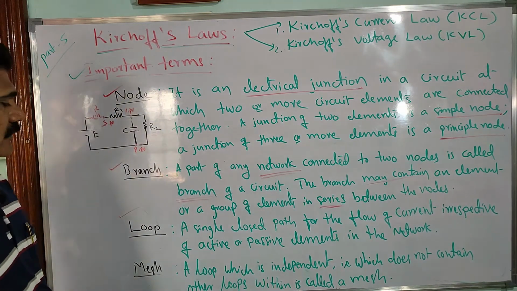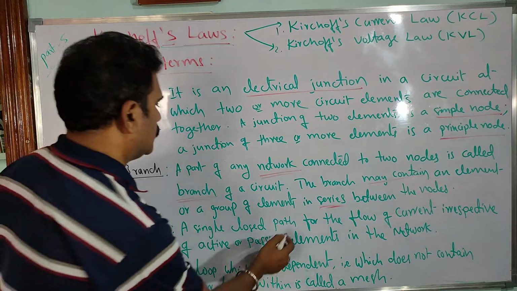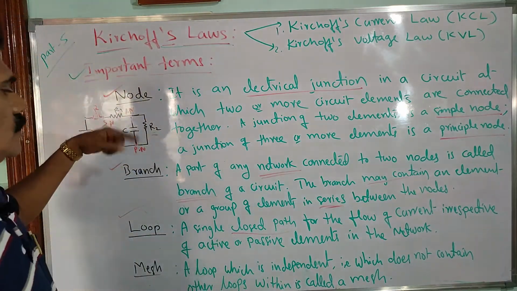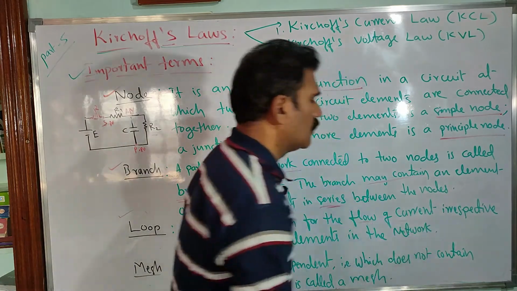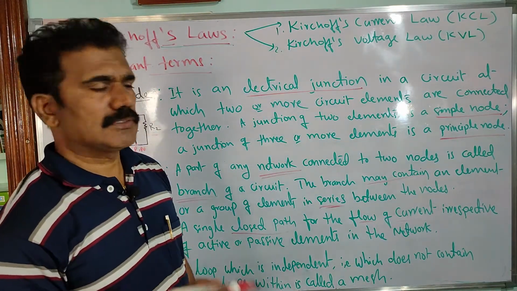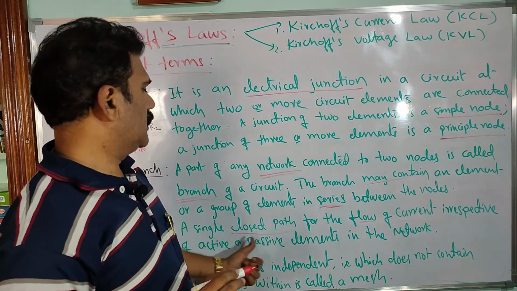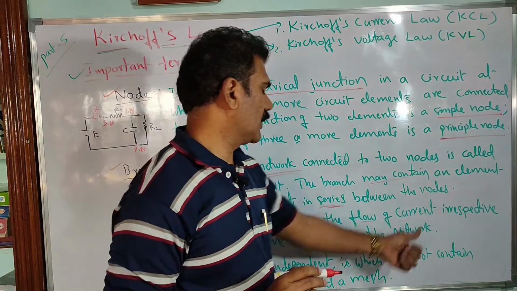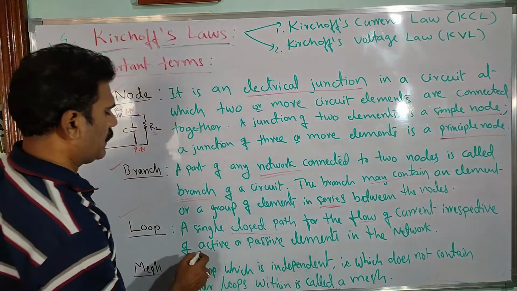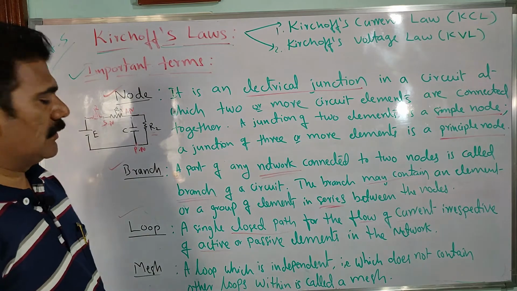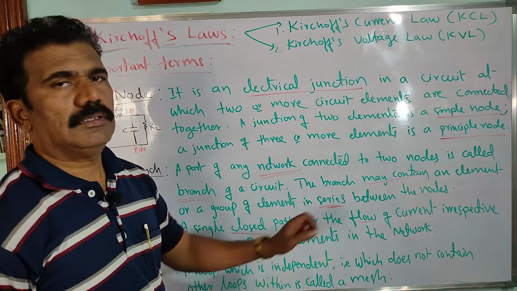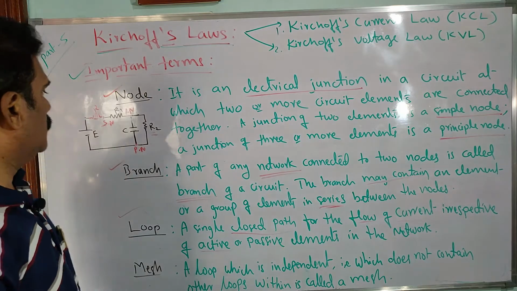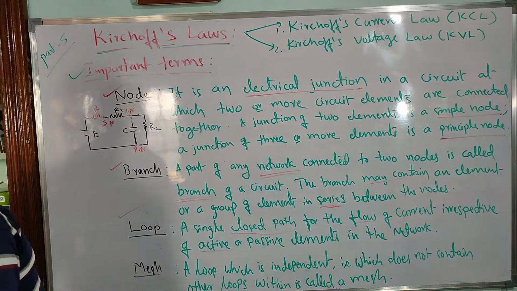Then what is a loop? See, a single closed path. You have to consider a single closed path for the flow of current. If there is a closed path, then only there is a flow of current, otherwise there is no flow of current, correct? So a single closed path for the flow of current, irrespective of the type of element, whether it may contain active elements or passive elements in the network. So that is called a closed path or a loop.